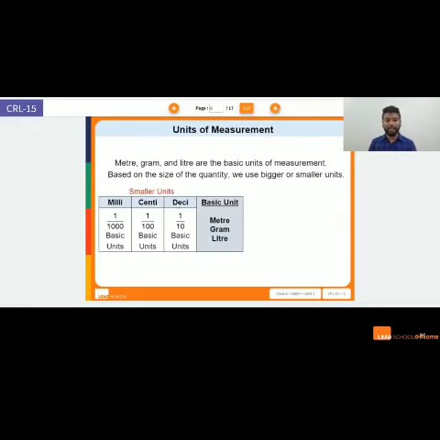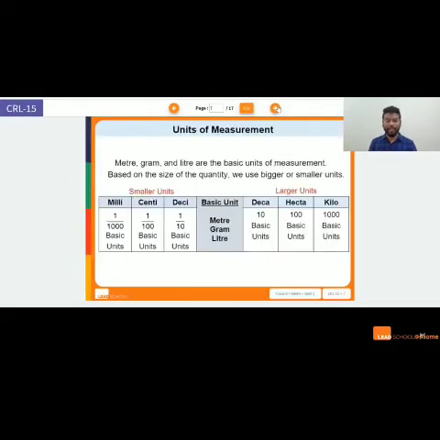Smaller units, I can break them into three different points: deci, centi and milli. I'm sure you have already heard of some names already. Like if you use a ruler, you will find millimeter, centimeter. The same way you'd have found milligrams, centigrams. Let's see larger units now. Larger units are called deca, hecta and kilo.